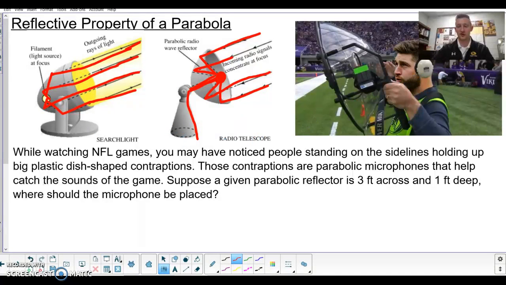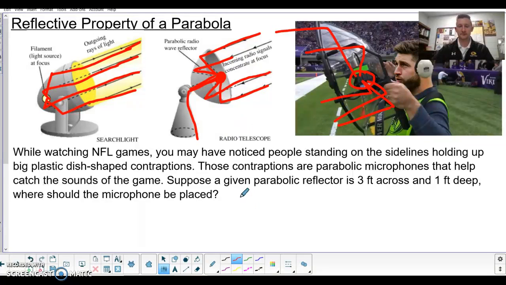So for this particular example, if you watch NFL games, you see guys like this standing on the sideline with these huge, glass-looking dish things. They're trying to catch the sound from the game, make it as realistic as possible, hear the really loud hits, all the fun stuff. There's a microphone on the inside of this goofy-looking shape that this guy who looks like Jay Cutler is holding up. All the sound comes in from the game, and it hits and reflects to the focus. So at the focus is where we've got the microphone.